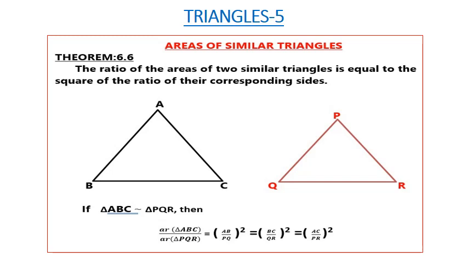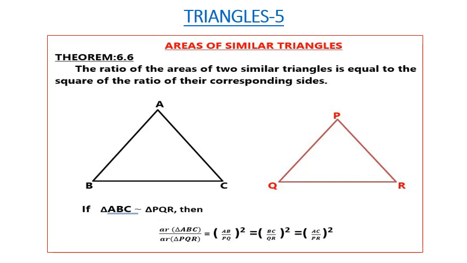The ratio of the areas of two similar triangles is equal to the square of the ratio of their corresponding sides. If two triangles ABC and PQR are similar, then the ratio of their areas is equal to the square of the ratio of their corresponding sides.